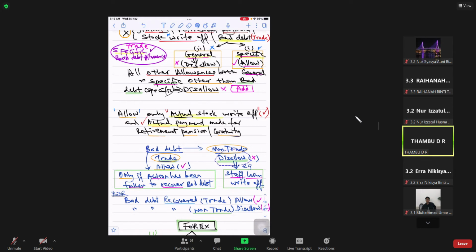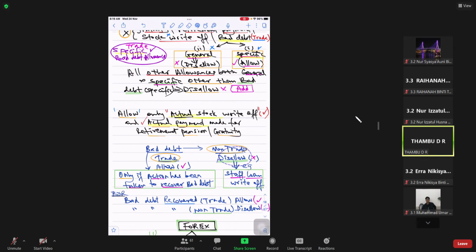Non-trade example, staff loan. Loan is not your business activity. That is for bankers, money lenders. If you are a trader, then loan given to staff, they don't pay you. Accounting, you can call bad debt. Tax, we don't accept it.